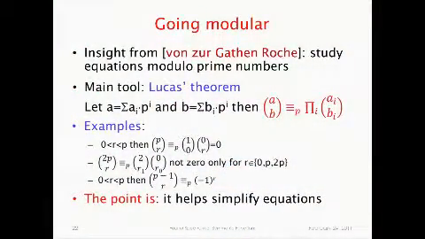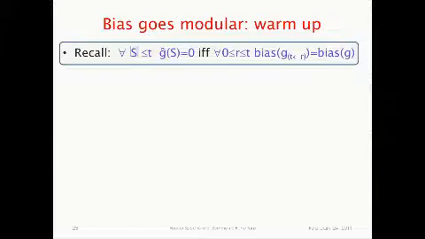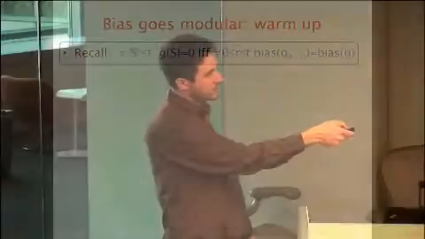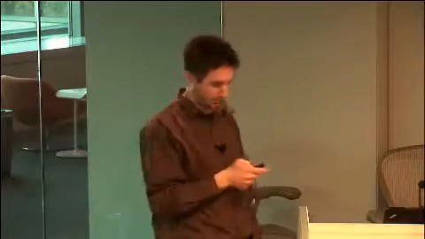Okay, so that's the point. It simplifies equations. Okay, so let's throw it at our scenarios, and let's do first a warm-up. I don't know whether it's needed or not. So that's what we assume. This is 0 if and only if, no matter how you fix things, the bias doesn't change.